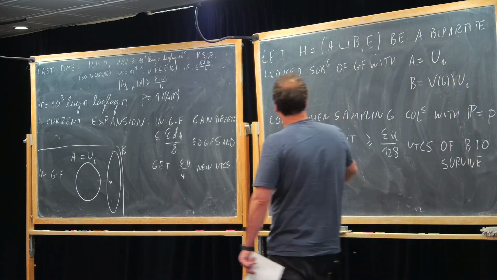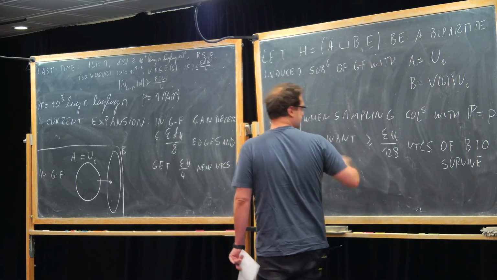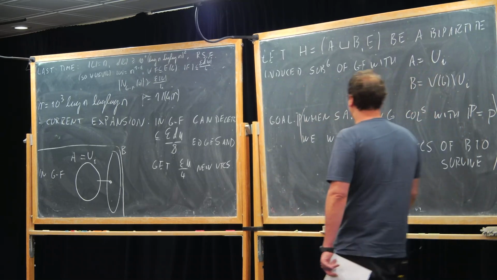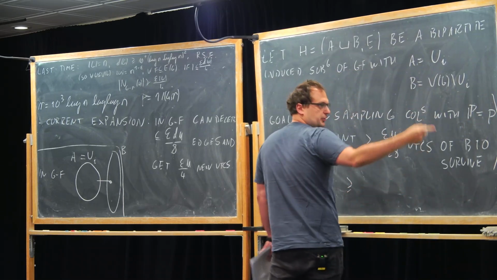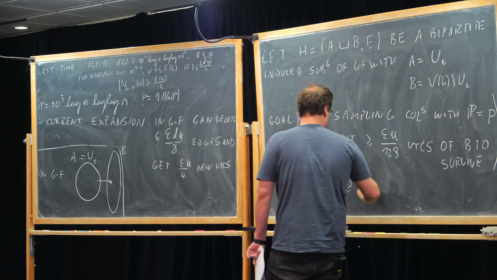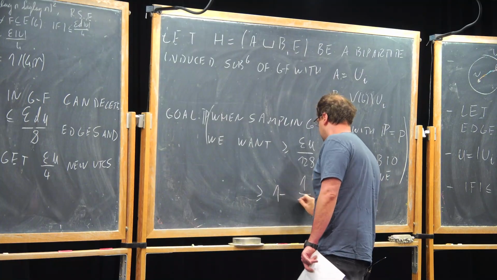And of course, we want this with probability, because this sampling is a random thing. And what we want from this probability is really just a restatement of the statement that we had somewhere there. So that should be 1 minus 1 over 2r.